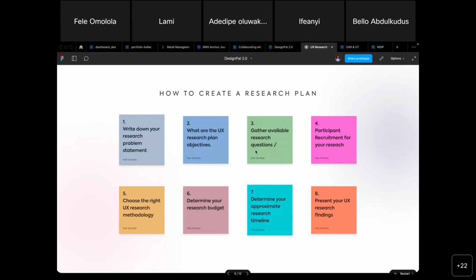A UX audit is more applicable to existing designs, right? So you can even use these usability heuristics that NNG dropped for us, if we check the articles. All of this is actually very important.